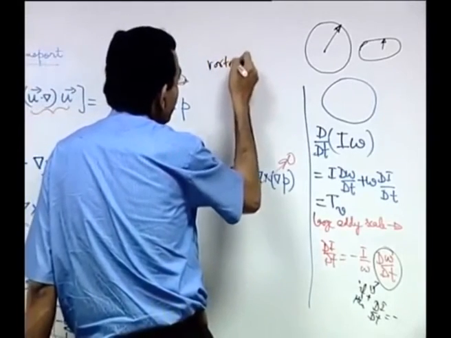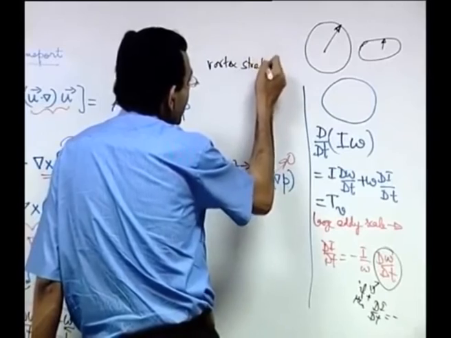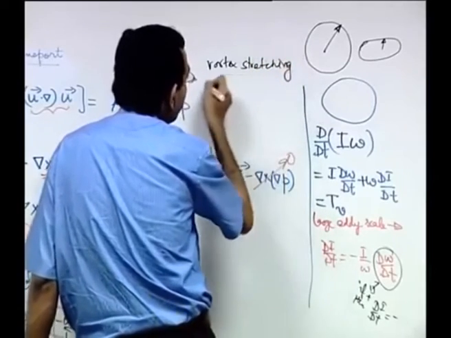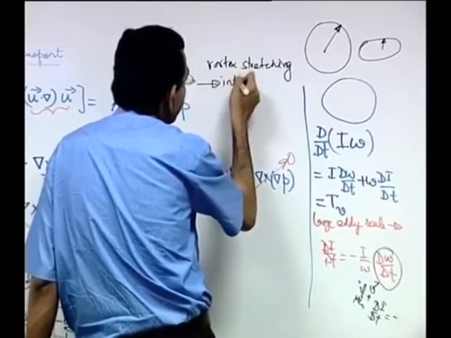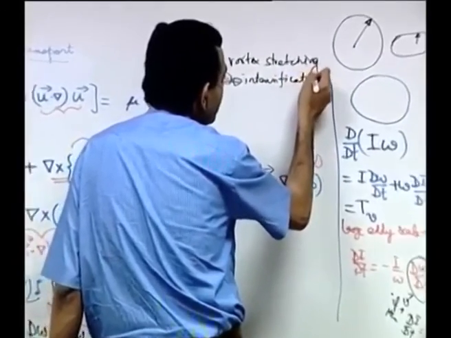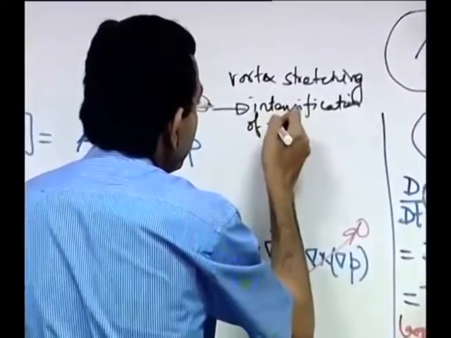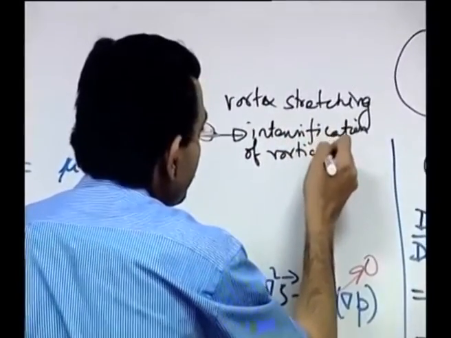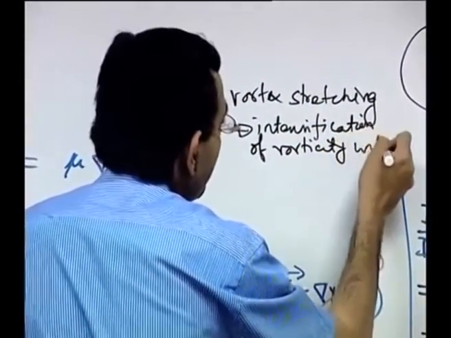So all in all we can say that there is a very interesting phenomenon in turbulent flow called vortex stretching, by virtue of which you have intensification of vorticity, that is angular velocity increases in terms of magnitude with stretching of vortex elements.